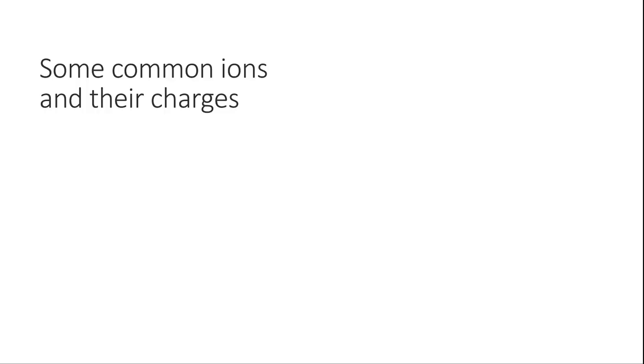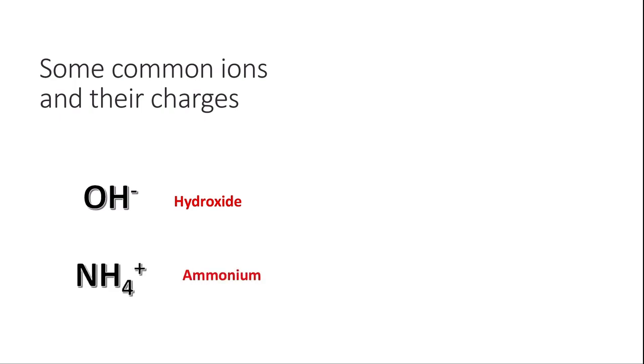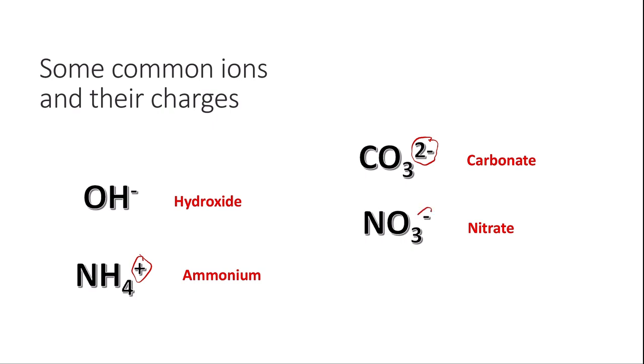Some common ions and their charges that you need to know, in addition to the ions that come from the elements like sodium, magnesium, chloride, or oxygen. There is a group of ions that also have charges, so you need to memorize these ones. First, the hydroxide OH, it has only one negative charge, and we have the ammonium NH4, which has a one positive charge. There is the carbonate, which is CO3, it has two minus or two negative, and nitrate NO3 is one negative charge. And then we have the sulfate SO4, which has a two minus charge.